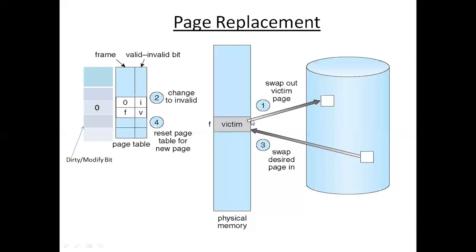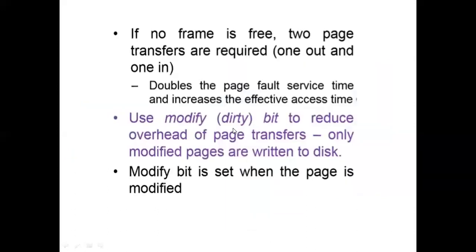Because you know there is always a replica of page frames in the disk. So if there is no change in that particular page after bringing it initially from the disk to the physical memory, then there is no need to swap out at all. Internally you can just remove that page in that frame and swap in the required page onto that particular frame. That is what we call a modify or dirty bit.